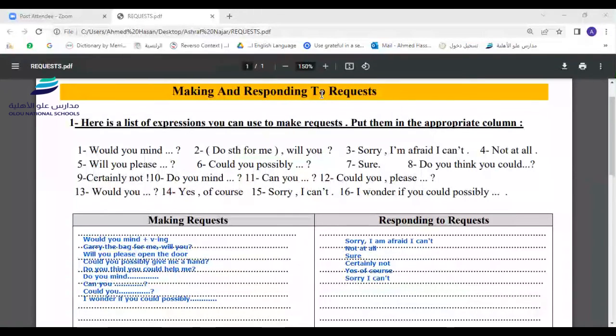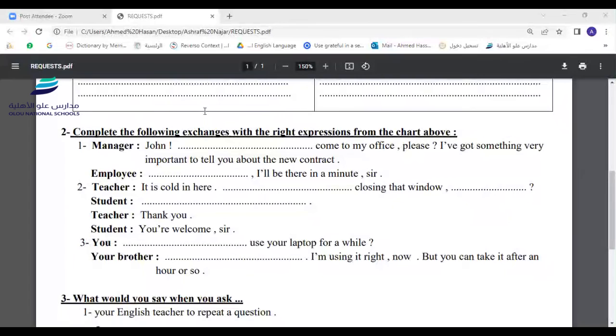Now let's go to some practice. Just a moment, I will share the file with you now to practice this conversation, and I need you to be more active. It will help you and it will check your understanding. Please, in 2 minutes, not more than that, complete the following exchange with the right expressions from the chart above, or you can use any expressions you like. Hello, can you hear me, guys?